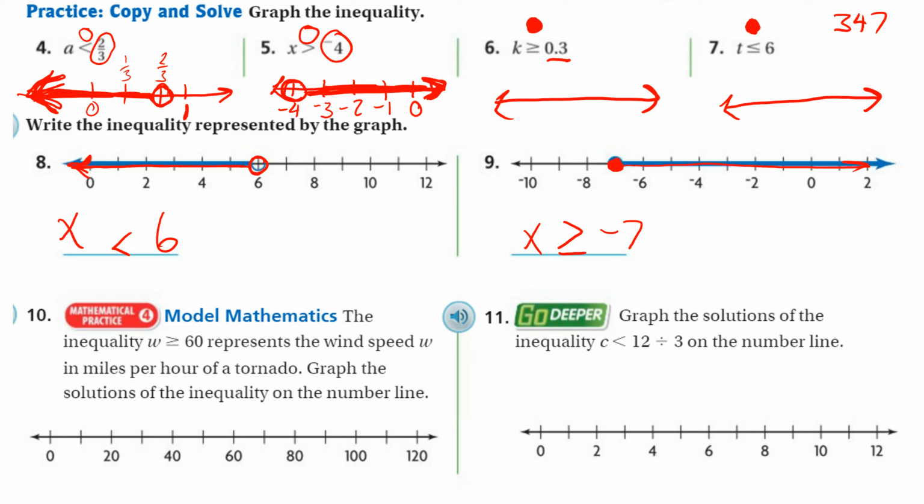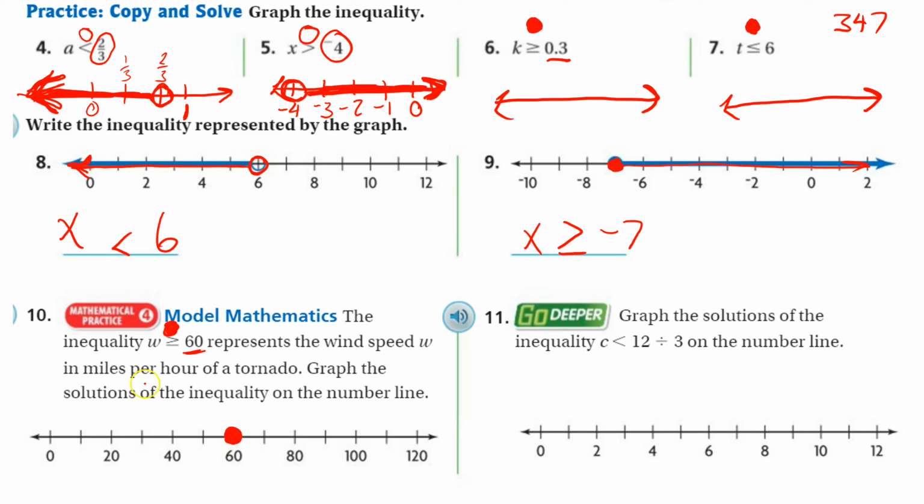All right, let's go on to number 10. The inequality W is greater than or equal to. So since it says or equal to, I know I'm going to have a filled in circle. And the filled in circle is going to go on 60. So I'm going to just go ahead and do that now.